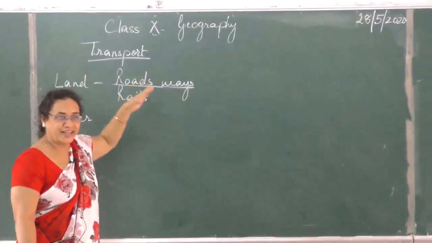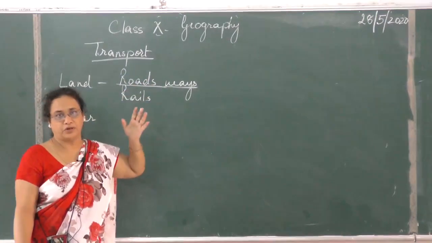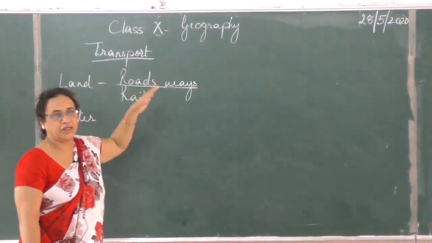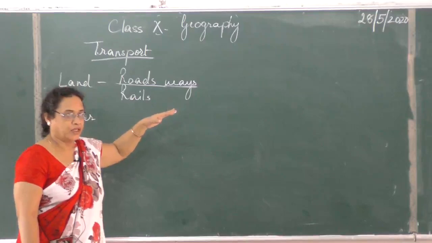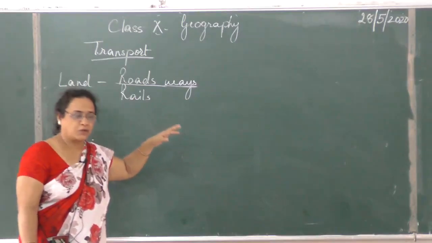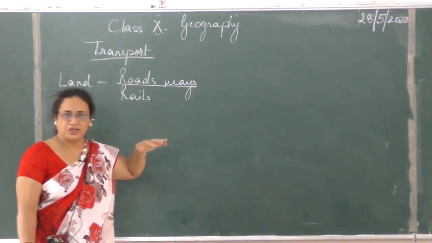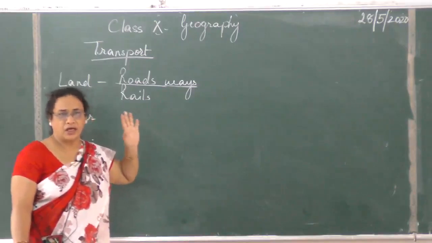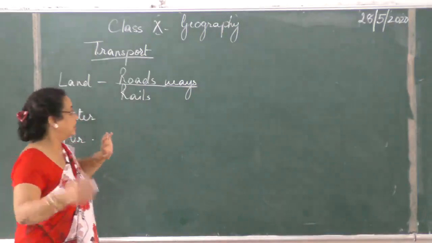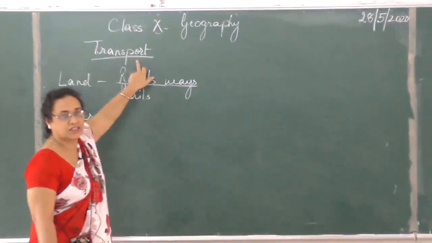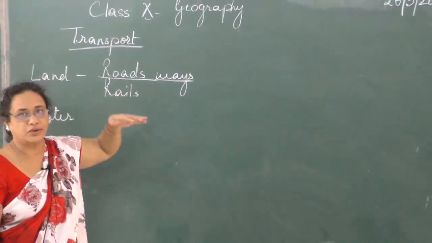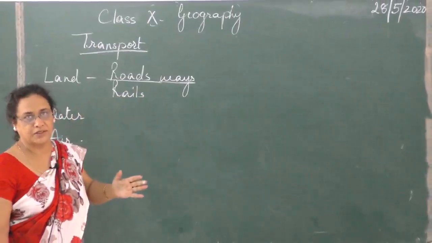Transport in any country is very important, like the circulatory system in the human body. If we did not have arteries and veins to transport the blood to the different parts of our body, our growth, our development would be severely hampered. Likewise, if the transport system is not developed in a country, the country's growth and development cannot take place.